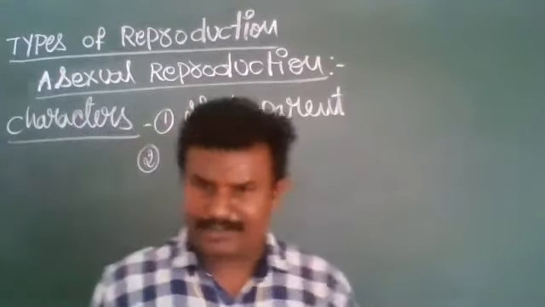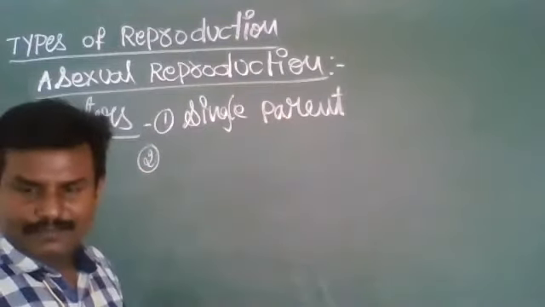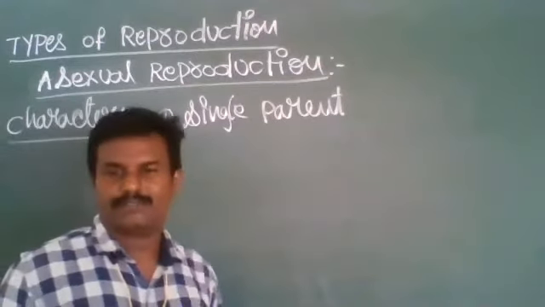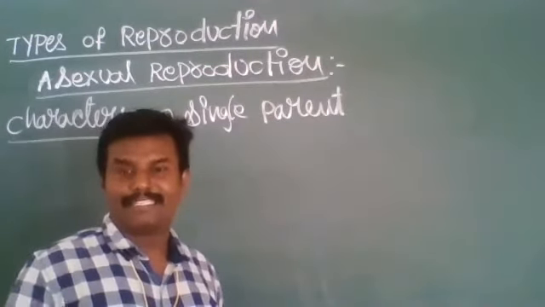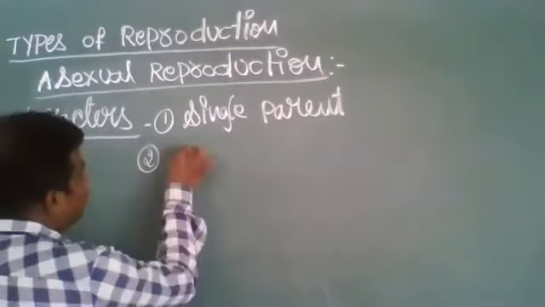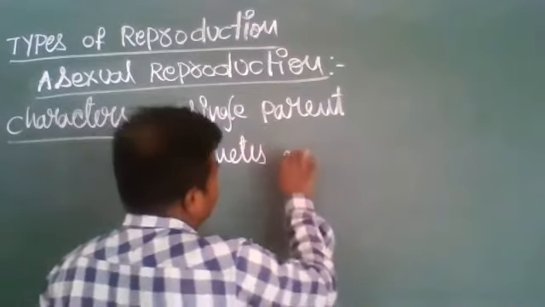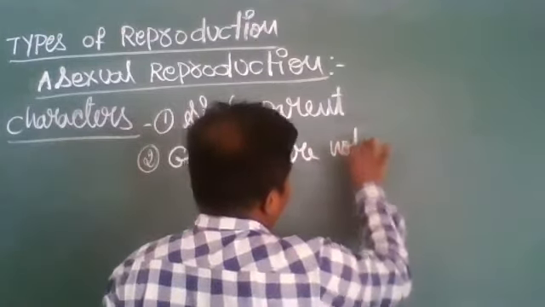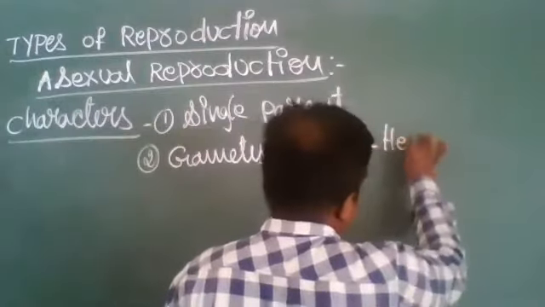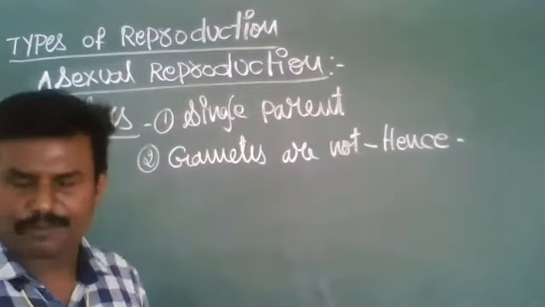Gametes are not formed. Generally, unicellular organisms or multicellular organisms show asexual reproduction. A single-celled parent or multicellular parent shows asexual reproduction. In them, gametes are not found. Hence, there is no fertilization. Fertilization does not take place.